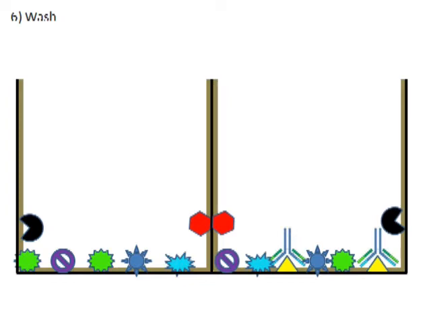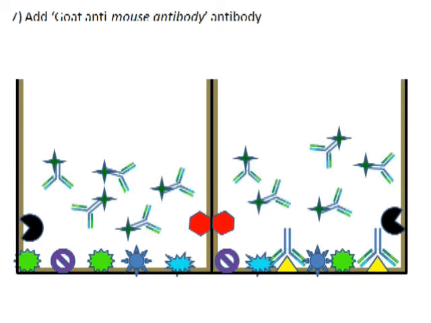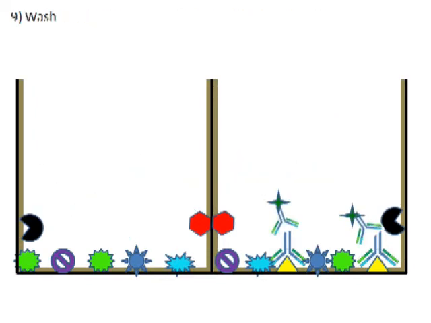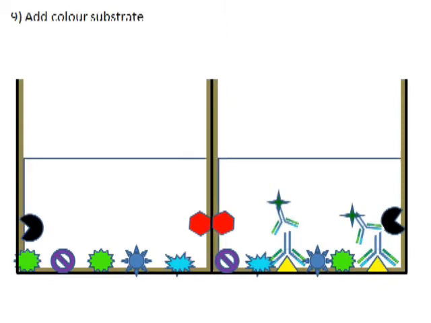We then have a second antibody that recognizes mouse antibody. So this is goat anti-mouse antibody. The goat anti-mouse antibody will bind to mouse antibody if it finds it. Again, on the right hand side there is some. And that binds and we wash everything else away. This second antibody is conjugated to an enzyme.